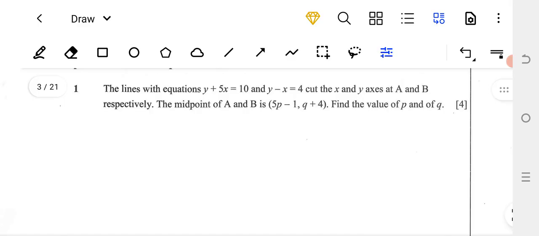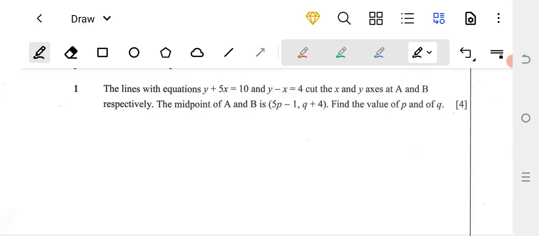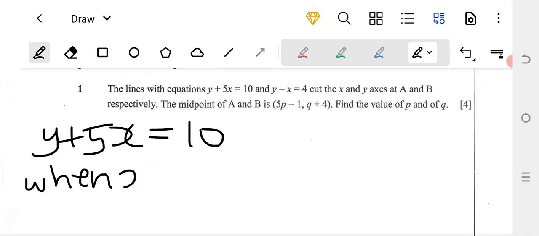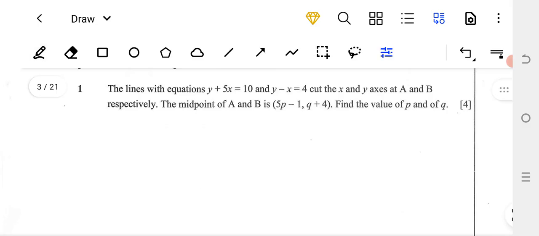Just wanted to clear up any confusion so that when we start answering, at least you have an idea of what I mean. So we are saying y plus 5x is equal to 10, and they are saying it cuts the x-axis at A. So we are going to say when y is equal to 0, because along the x-axis, y is equal to 0.